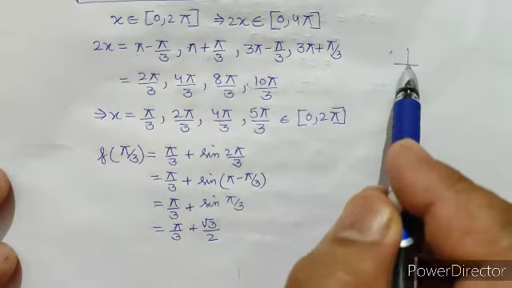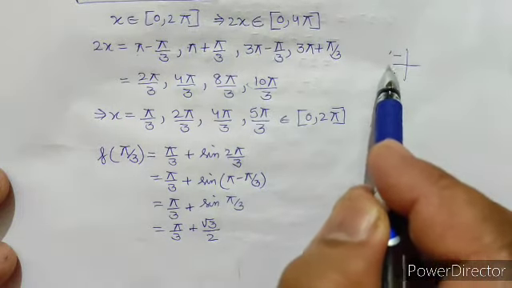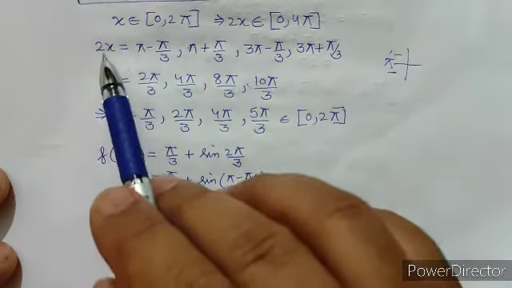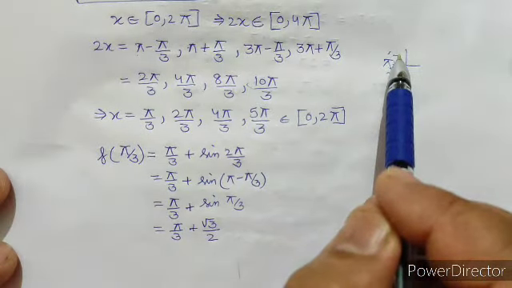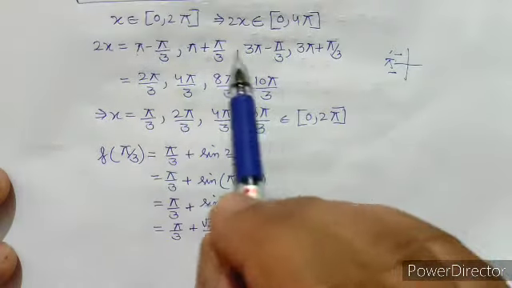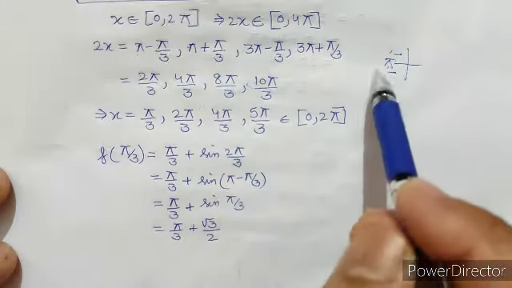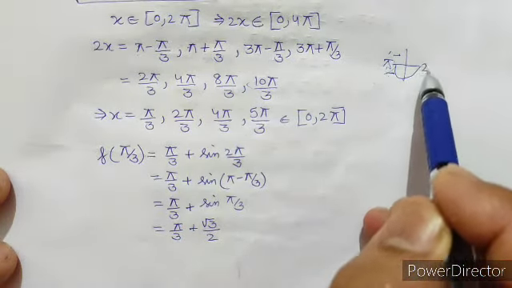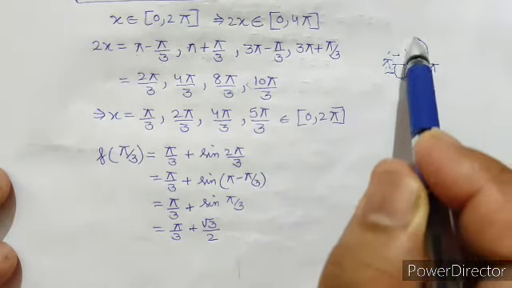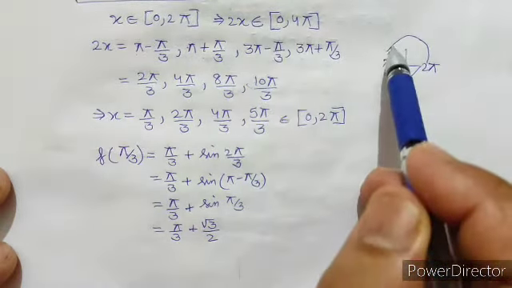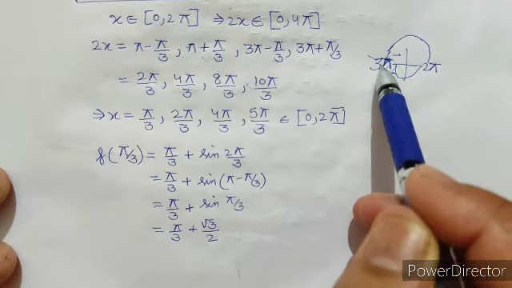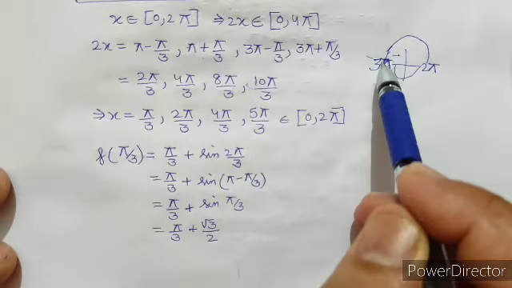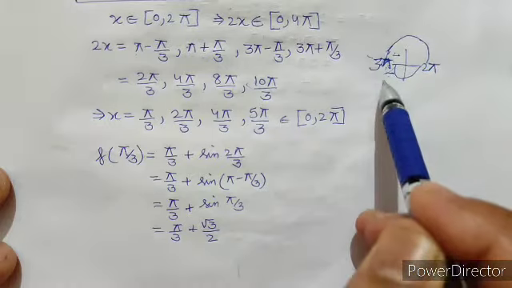As we know, cos is negative in the second and third quadrants. So the values of 2x will be pi minus pi by 3, as cos inverse 1 by 2 is equal to pi by 3, and pi plus pi by 3, up to 2 pi. Now as 2x belongs to 0 to 4 pi, in the second round, that is 3 pi, the values of 2x will be 3 pi minus pi by 3 and 3 pi plus pi by 3.